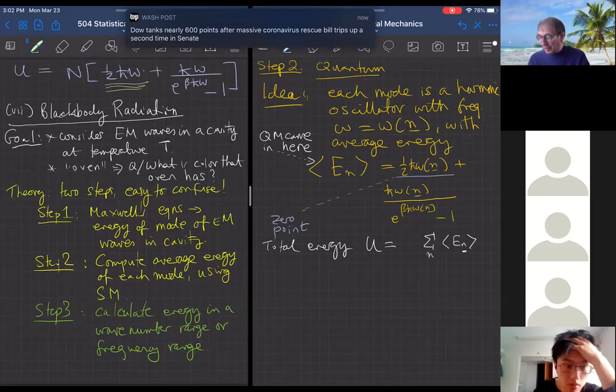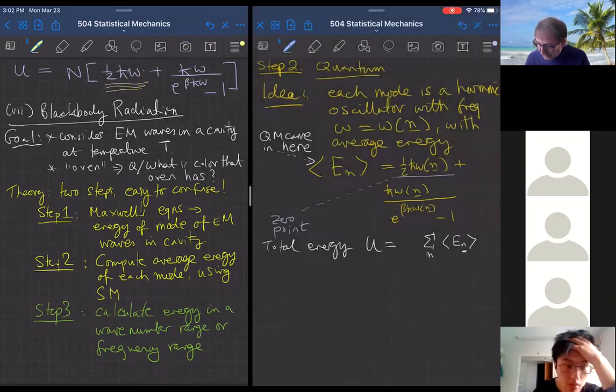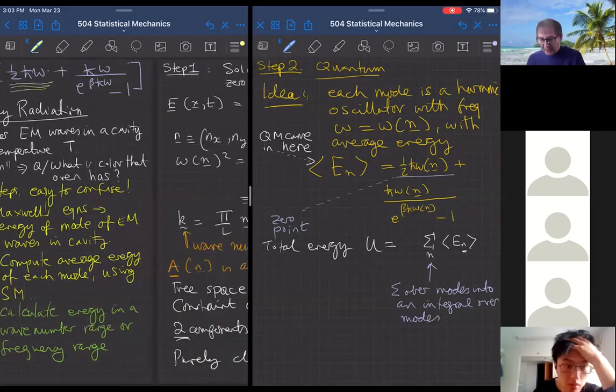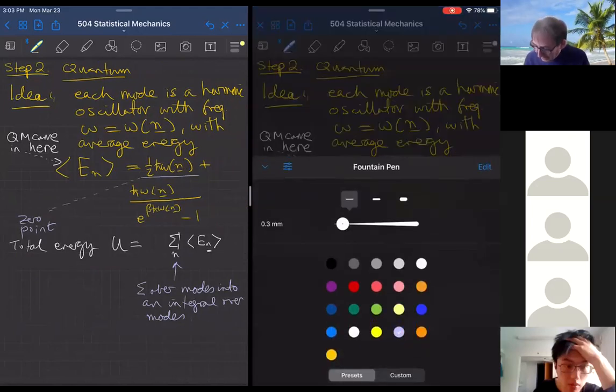Okay, so now what we have to do is evaluate this sum, and of course the way we're going to evaluate it is we're going to turn this sum over modes into an integral over modes, just as we have done before. So let's go and do that. Let's just write down the formula and then discuss what it means.